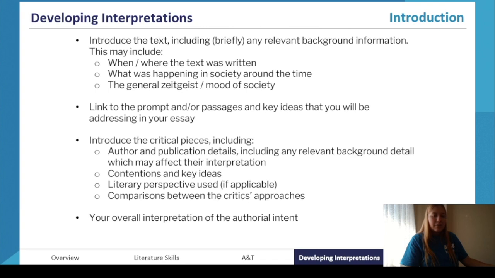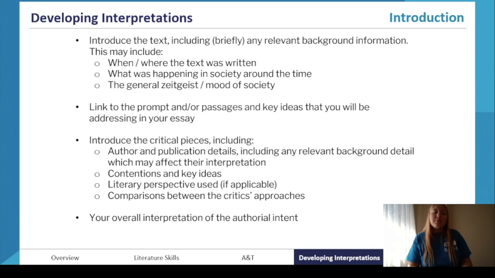If they use a literary perspective, identify it and explain it just a little bit, to elaborate and show that you know what the perspective is, and comparisons between the critics' approaches, if you have, say, several. And then you can have your overall interpretation of the authorial intent. This is an example structure. You might use something else. If you prefer using something recommended by your teacher, use that.